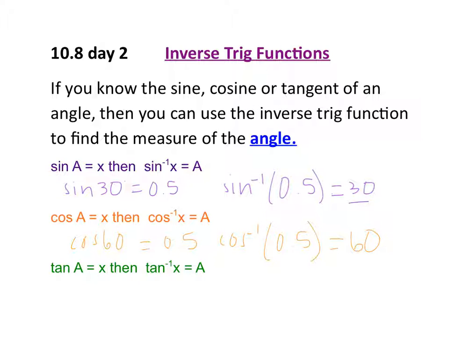So if I have tangent, let's try tangent of 45. So type in your calculator tangent of 45. That equals 1. So then the inverse of tangent of 1 equals 45 degrees. Double check those on your calculators and make sure you are getting the correct answer.